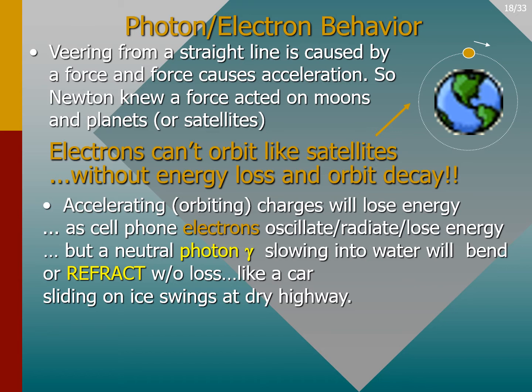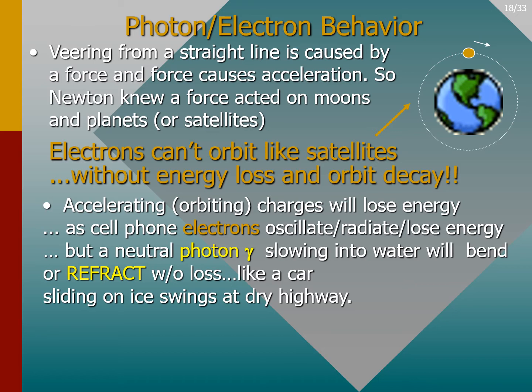The key is that photons travel at the speed of light, or c, only in a near vacuum such as air. But photons slow down when going from air to glass or air to water. And, surprisingly, they speed back up to velocity c when going back from water to air or glass to air. This is possible because they are neutral and don't lose energy during acceleration.